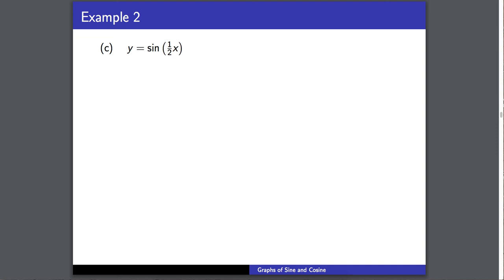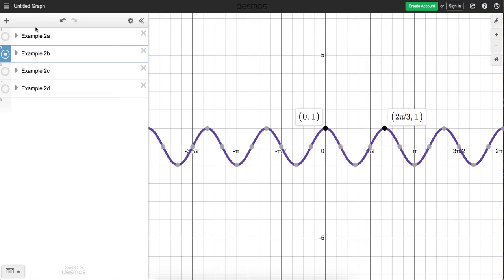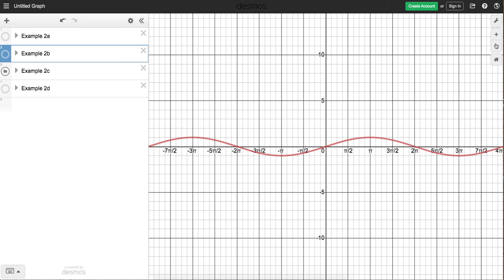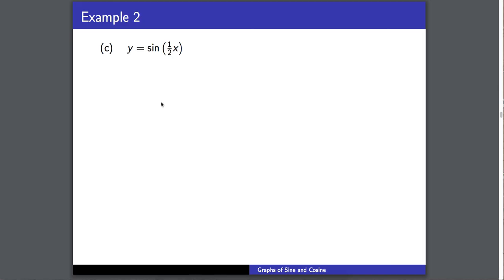Part C, we have sine of 1/2 x. So this is going to stretch our sine wave horizontally. So here we see the sine wave stretched horizontally. I'm going to have to zoom out for this one. But I could take the -3 pi here and the pi here, and then pi minus negative 3 pi, that distance is 4 pi. So our period of this graph is 4 pi.